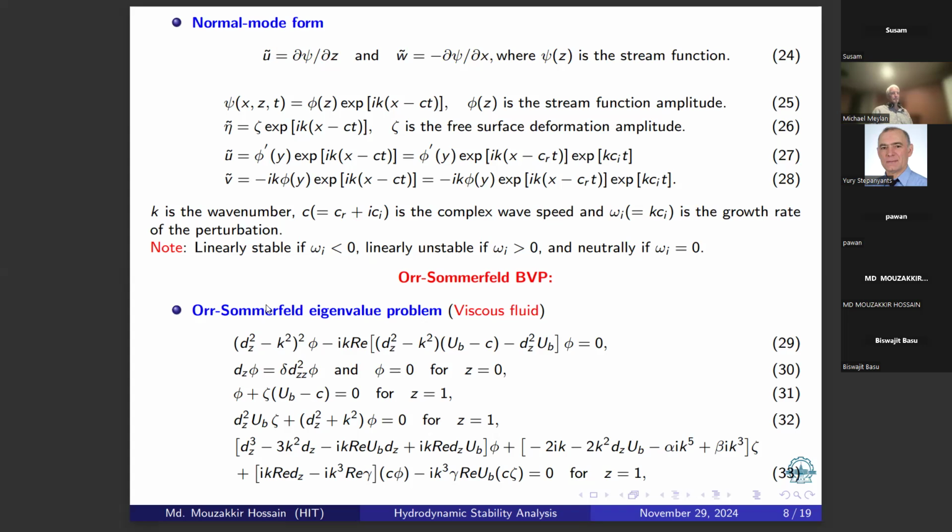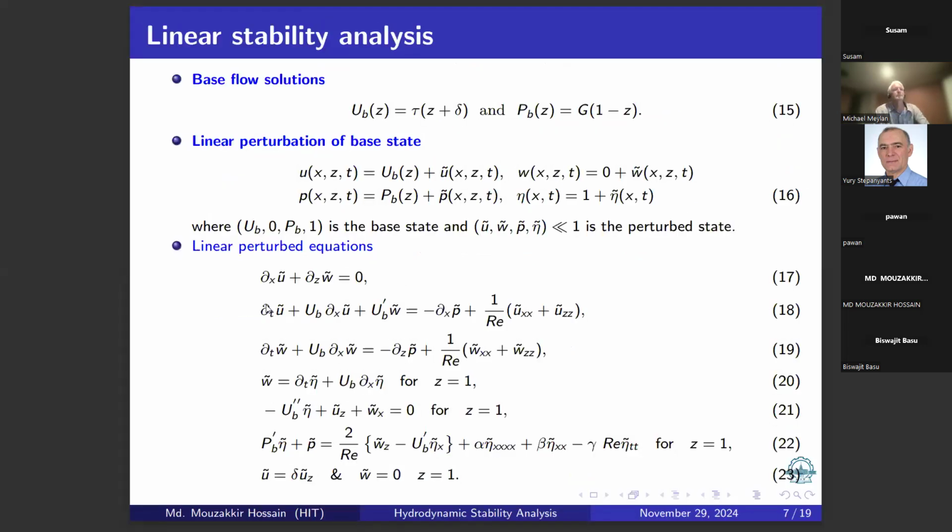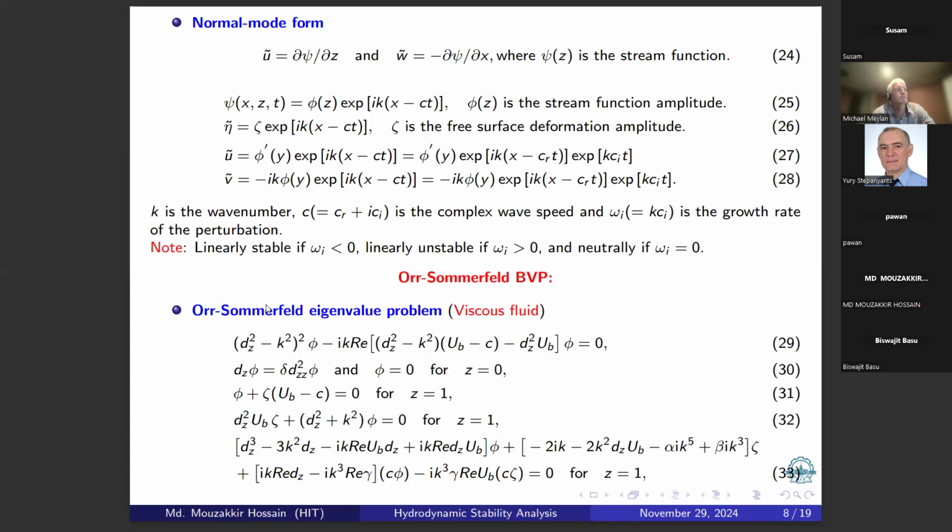So after substituting this normal mode form, 24 to 28, into the linear perturbation equations 17 to 23, we get these ordinary differential equations 29 to 33, which are basically called the Orr-Sommerfeld equations, or the Orr-Sommerfeld eigenvalue problem. This is for a viscous fluid, because you can see the Reynolds number R is finite here. So these are differential equations for the perturbation of the stream function amplitude and the surface deformation amplitude.